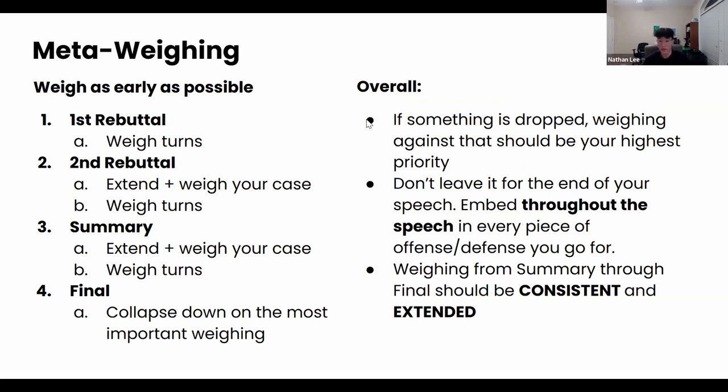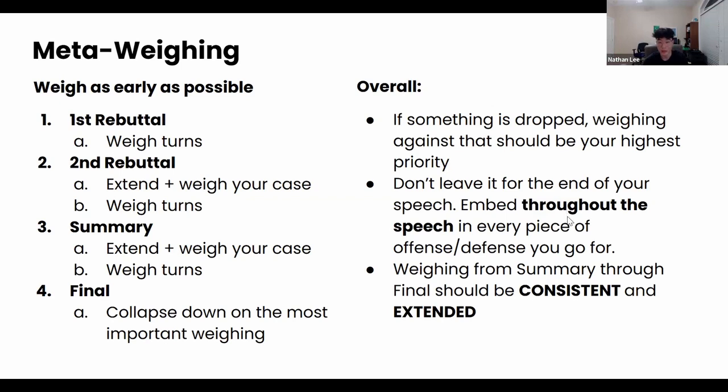Ideally, you should probably be interweaving weighing throughout the frontlining process and throughout extending your case. And then in the second half of summary and second rebuttal speech, when you're extending turns on their case, you should also be weighing. Another big issue to point out is that sometimes weighing between second rebuttal, summary, and final is inconsistent.